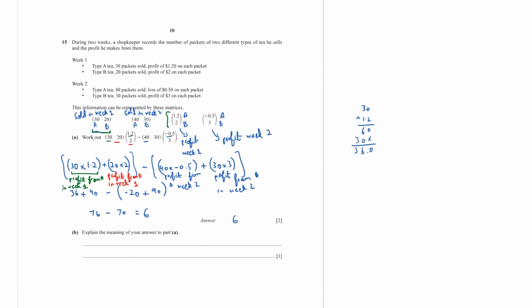So this is basically the difference in total profit between week 1 and week 2. So this is the difference in total profit. So this is total profit week 1 minus total profit week 2. So this is the difference in total profit between week 1 and week 2. So this is the actual meaning of this calculation that you did in part A.